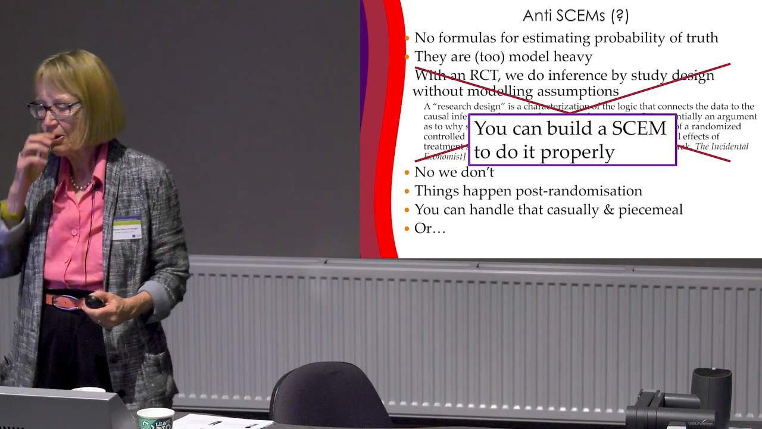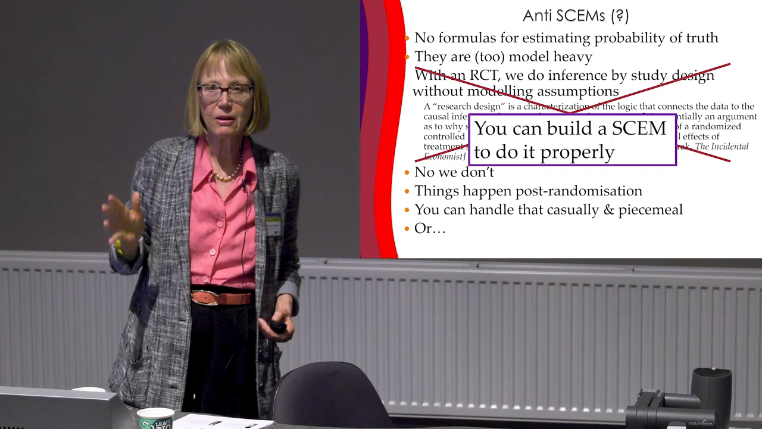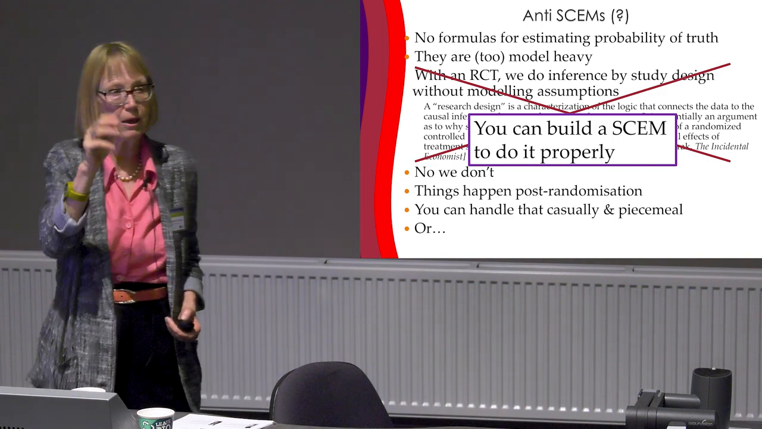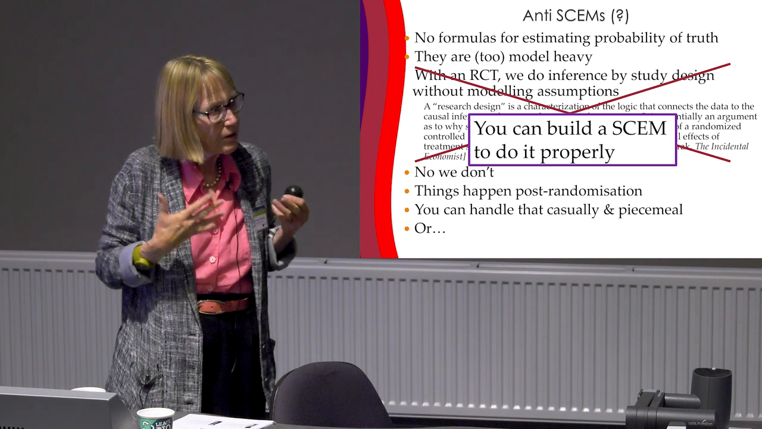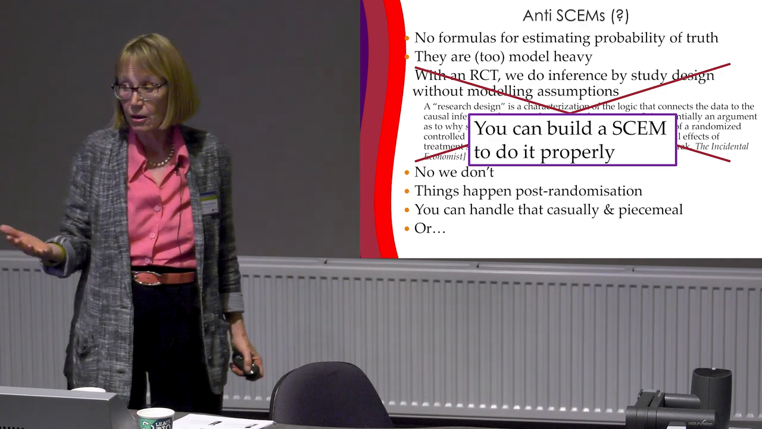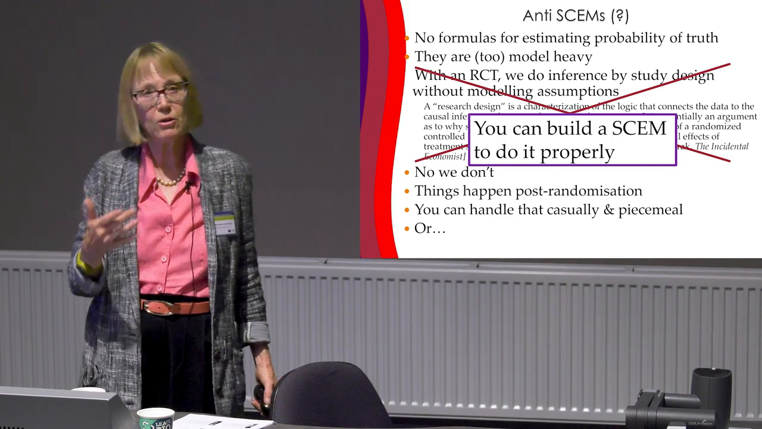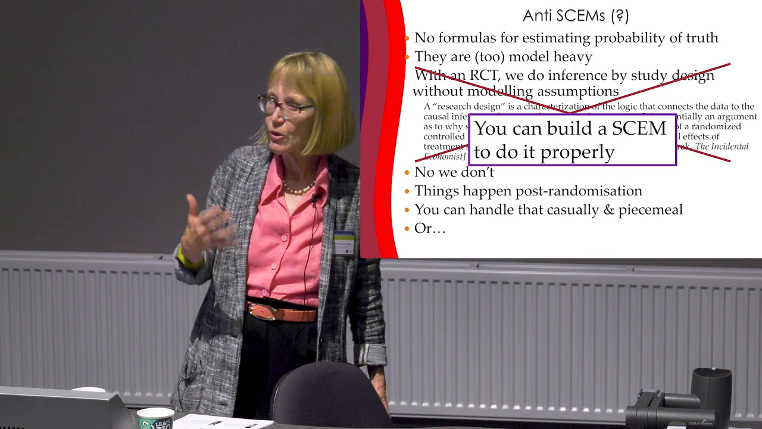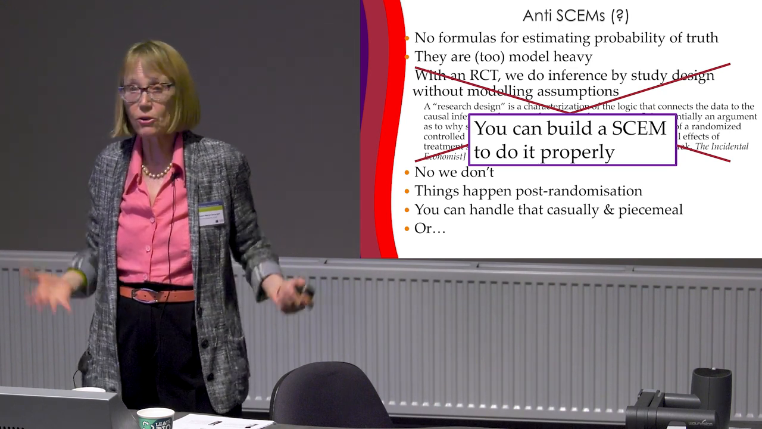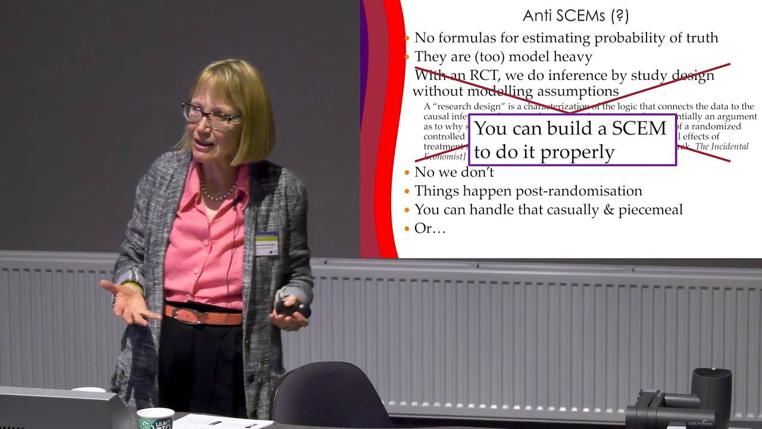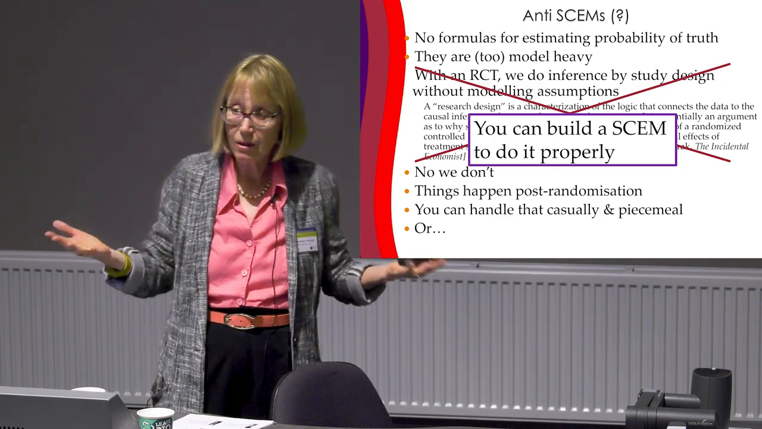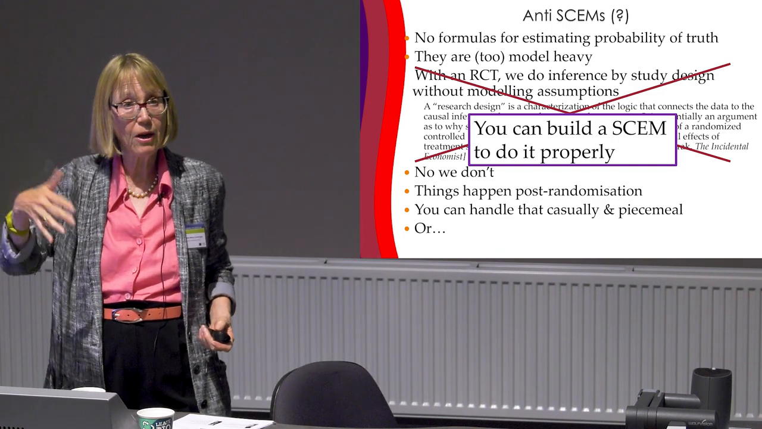That's my feeling. So things happen post-randomization, and it really annoys me that the people I know who defend randomized control trials, and how much more super they are than a lot of the other methods you use, don't approach this explicitly. You may be lucky and nothing happened, but you can handle that casually and piecemeal, which doesn't seem to me to go along with the calls for rigor that we hear, that RCTs are supposed to be so good because they're rigorous. So you can either handle that casually and piecemeal, or you can build a SCAM and do it properly. You can't actually patrol for external causes that affect the effect differentially between the treatment and the control group without having some hypotheses about what they are and what causes them and how you'd know whether they were there or not.